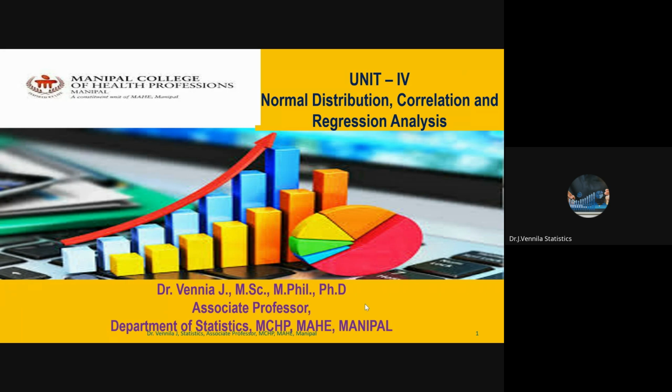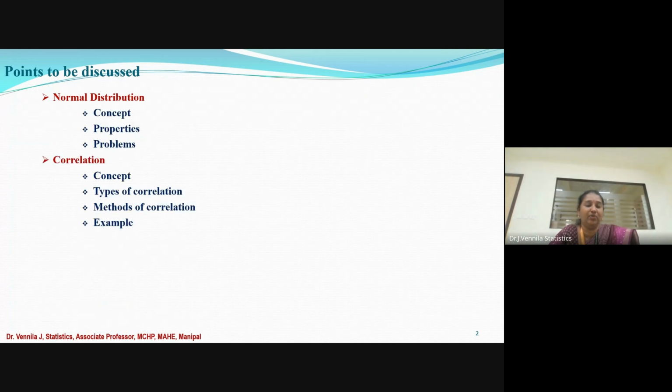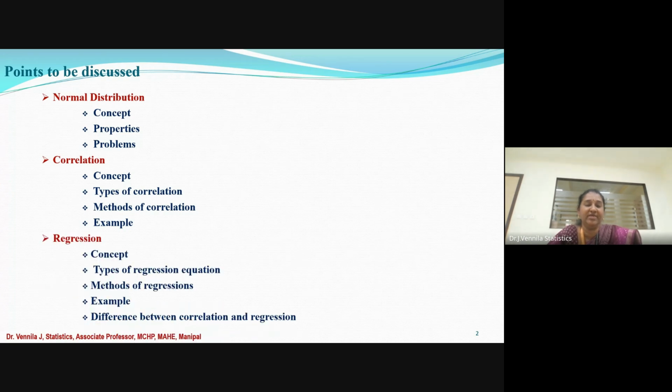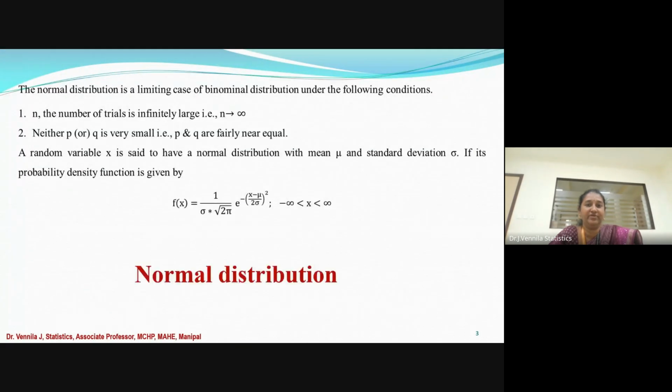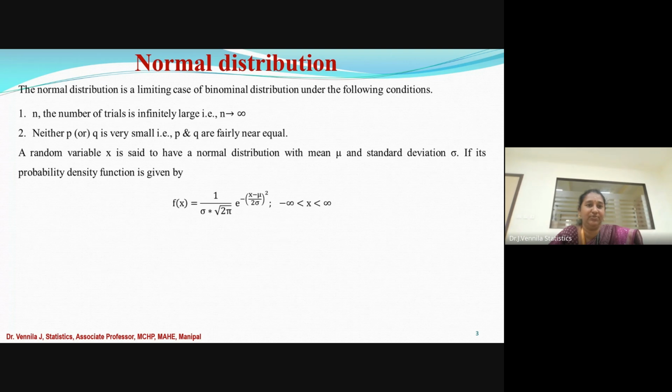Today we are going to discuss the important Unit 4 topics. The first one is normal distribution, the second one is correlation, and the third one is regression analysis. So these three important points we are going to discuss today, one by one. First, we take the topic normal distribution. What is meant by normal distribution?